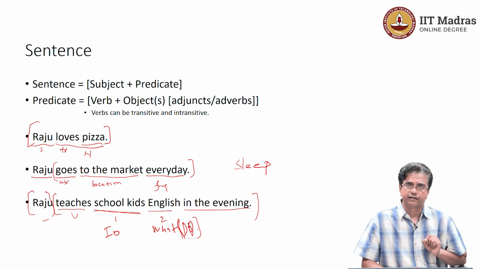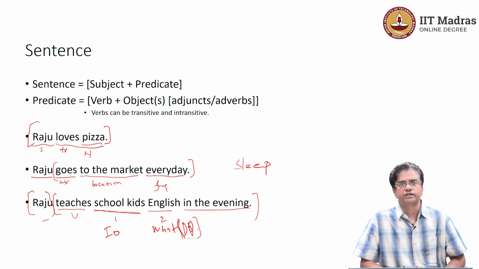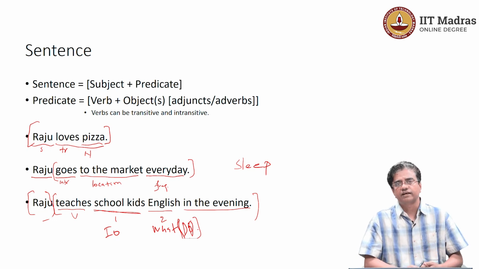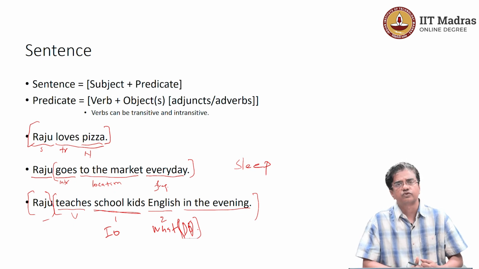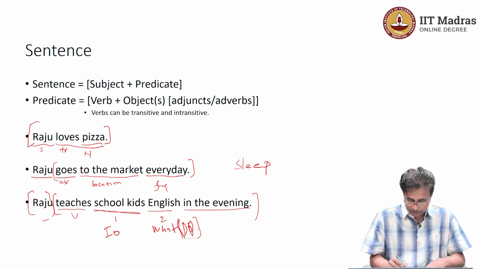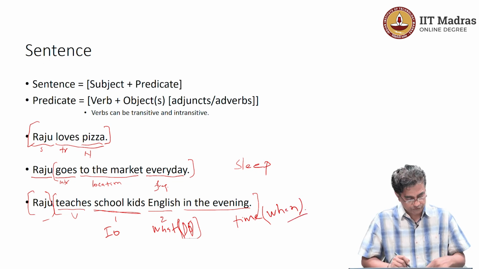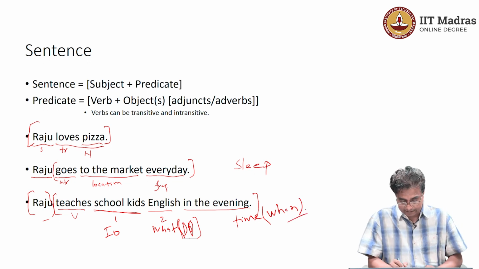Everywhere, the element that answers the question what is the direct object. But when we have only one object, then we don't need to specify it as a direct object, we just call it an object. But when we have two, it becomes the direct object and the other one is an indirect object. In the evening is giving you time information, in the sense of when. So this is an adverb.